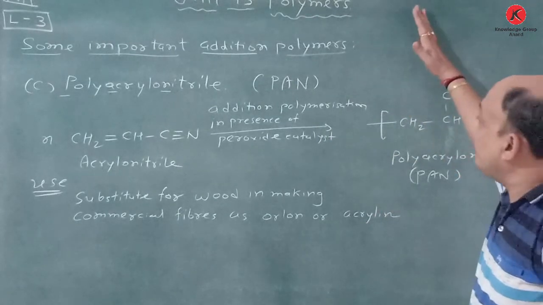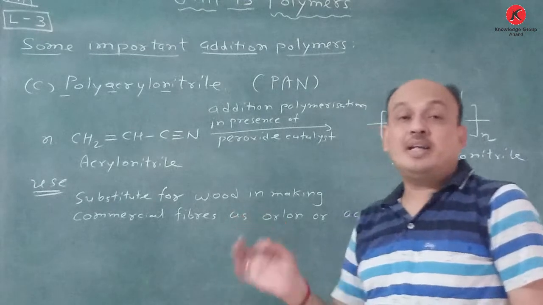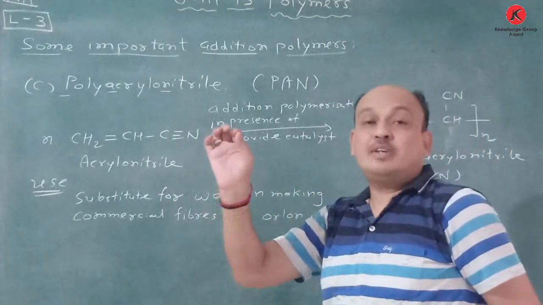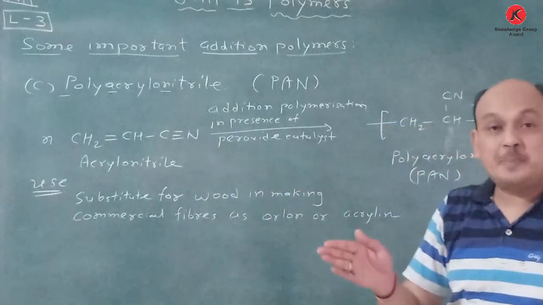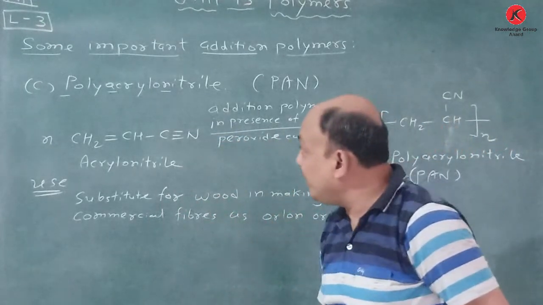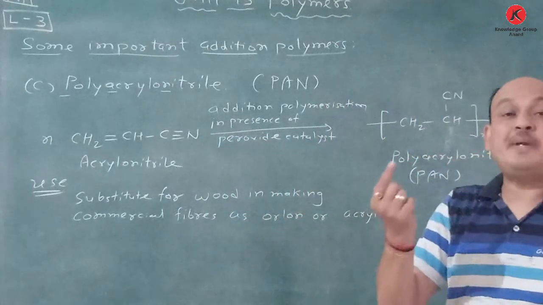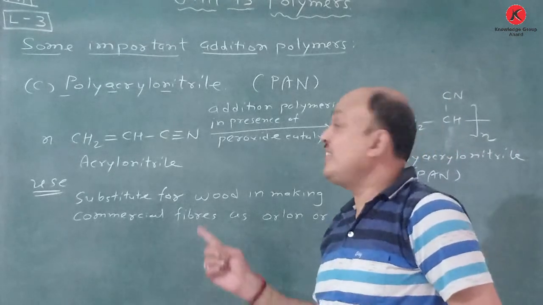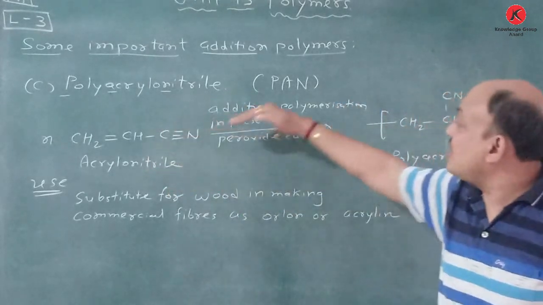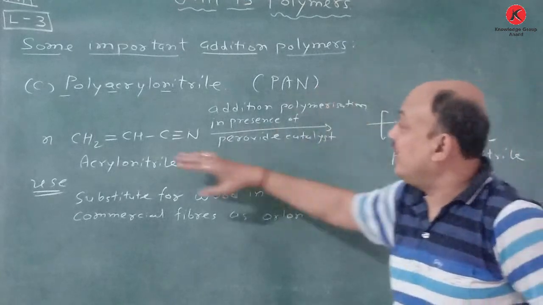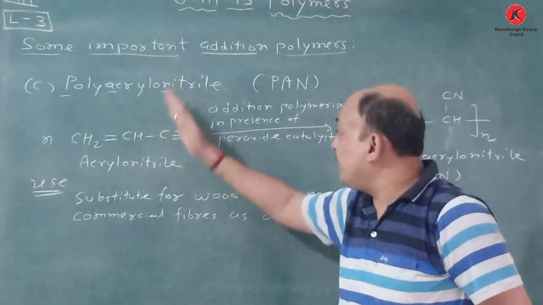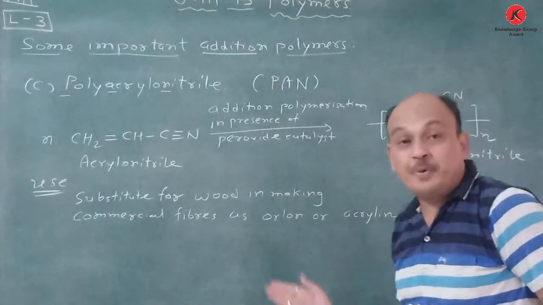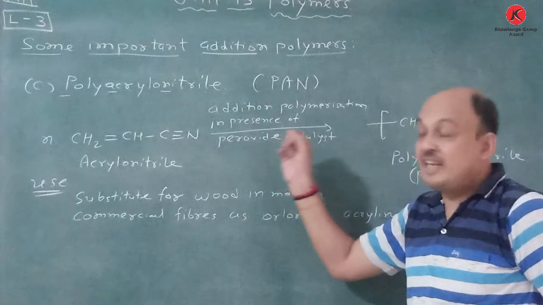So these are some important addition polymers which we have explained in this lecture. A is polythene, which is of two types: low density polythene and high density polythene. B is PTFE, polytetrafluoroethene, known as Teflon. And C is polyacrylonitrile, PAN. Preparation, properties, and uses: these questions are very important. Prepare them with your writing practice.